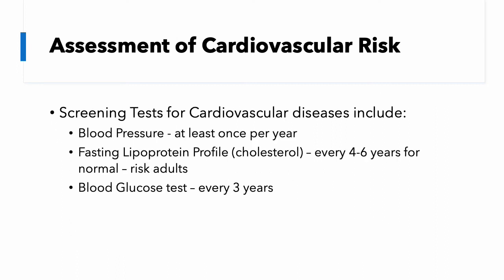Screening tests for cardiovascular diseases include the blood pressure, which should be done at least once per year once the blood pressure has been normal the year before. Fasting lipid profile or cholesterol, and this should be done every 4 to 6 years in normal risk adults. In persons who are more at risk, they would require more frequent screening. And a blood glucose test for normal risk adults should be done every 3 years.